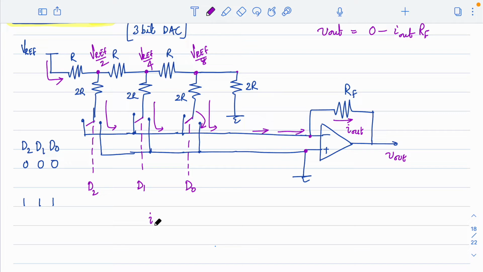So the relation for I out can be written as, and this current will be a fraction, a function of the digital input data, right? So say for example, if I want to know the current flowing through the rightmost resistance, which corresponds to the LSB, let me write that first. The current due to LSB switch. What will be the current due to this LSB switch? Let me call it I naught.